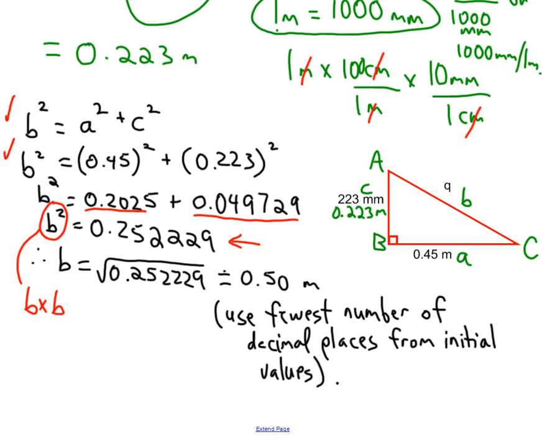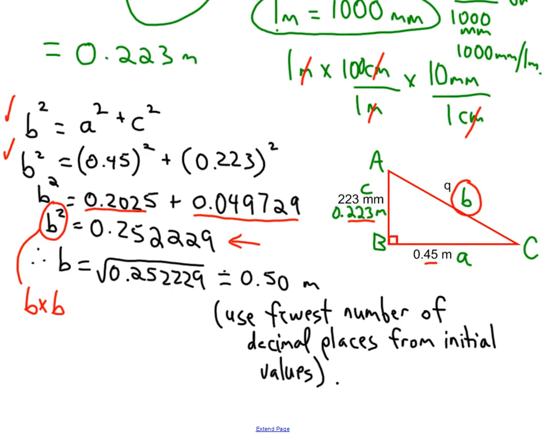So if you want to calculate the value of the hypotenuse, little b, then you have to take the square root of that value, 0.252229, and I'm giving that as 0.50, rounding that to the fewest number of decimal places from the initial values. So what does that mean? Well, 0.45 had 2 decimal places and 0.223 had 3.